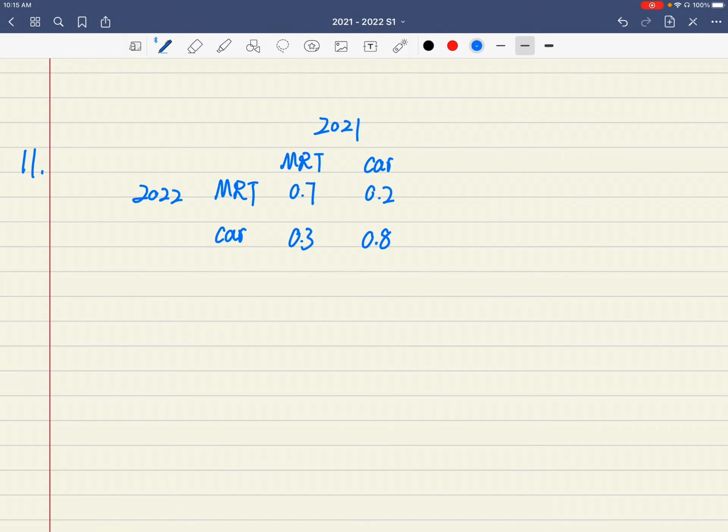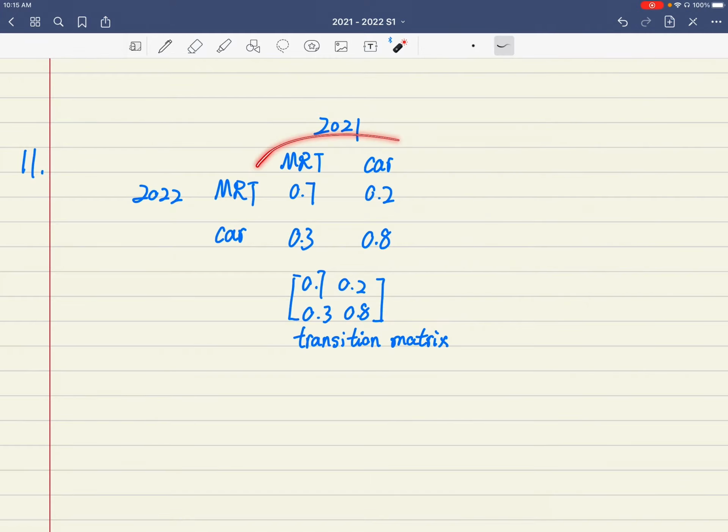We give this matrix a name. We can call it the transition matrix, because it just shows how the population will shift between MRT and car. It shows the transition of the population, what percentage of the population is taking MRT or driving a car from year to year. So for example, 30% of commuters taking MRT this year will change.